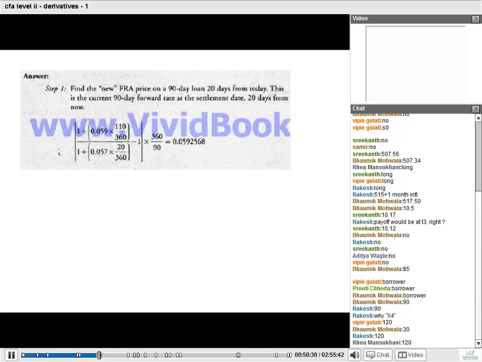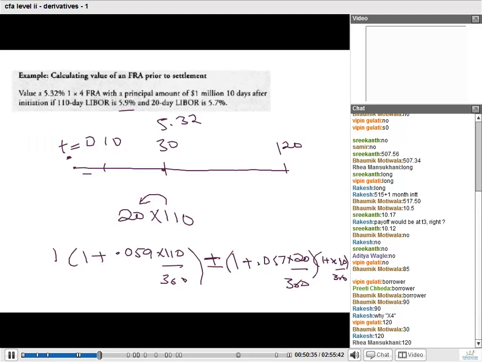So the new FRA comes out to be 5.925%. So the new rate, that is the 90-day rate now, comes out to be 5.925%. That means if somebody wants to lock in his borrowing rate now for a period of 90 days starting 20 days from now, he would get a rate of 5.925%.